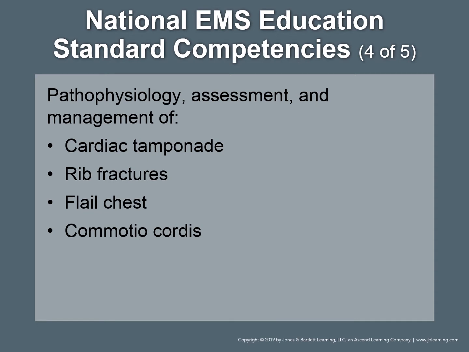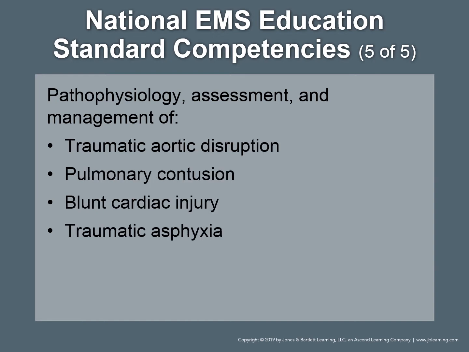We're going to talk about cardiac tamponade, rib fractures, flail chest, and commotio cordis as we move through the lecture. We're going to talk about traumatic aortic disruption. You may see that as a deceleration injury or an aortic tear. We'll talk about pulmonary contusion, blunt cardiac injury, and traumatic asphyxia.